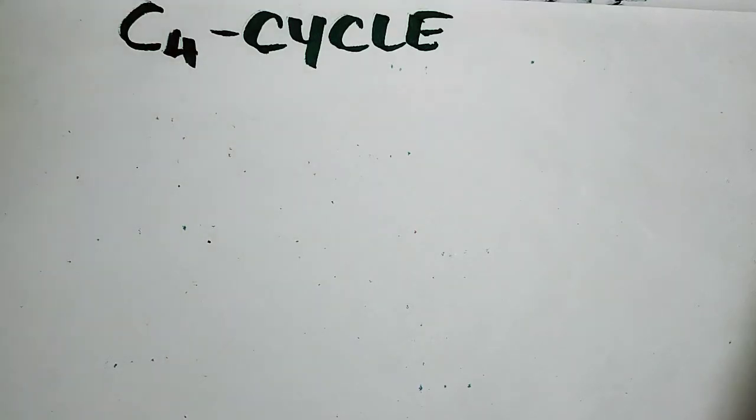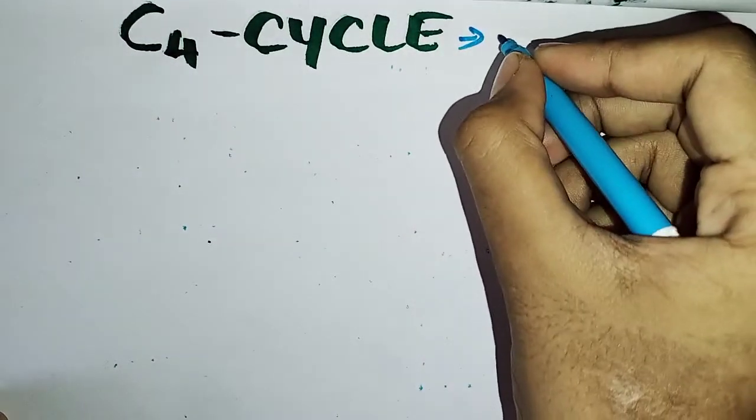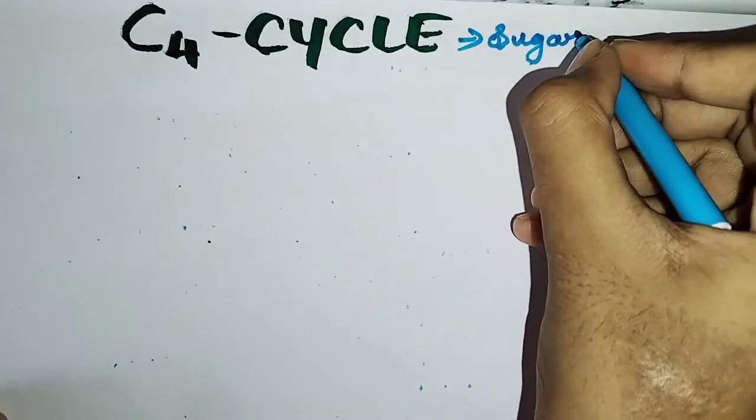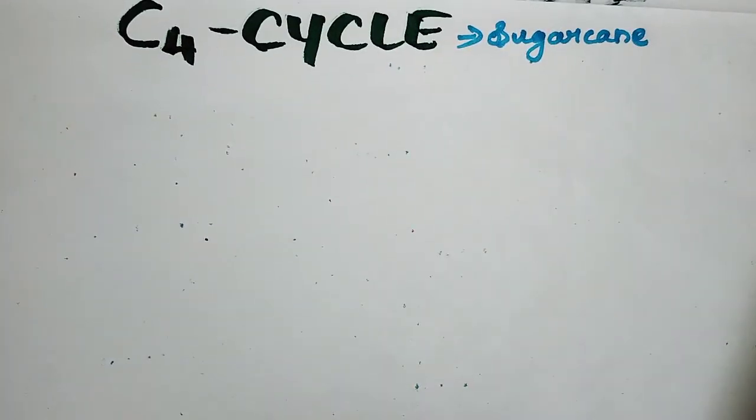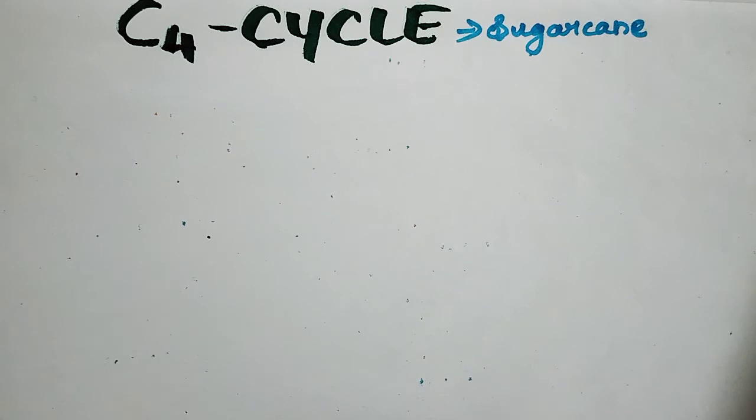Hello students, today we will see the C4 cycle, also known as the Hatch and Slack pathway, because Hatch and Slack were the two scientists who discovered this. Where did they discover this pathway first? In sugar cane. The plant they used is sugar cane. C4 cycle is found mostly in monocot plants.